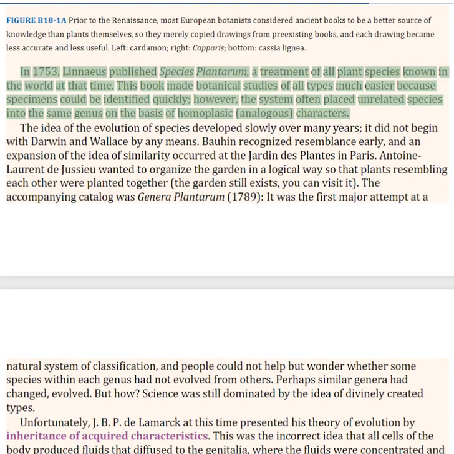In 1753, Linnaeus published Species Plantarum, a treatment of all plant species known in the world at that time. This book made botanical studies of all types much easier because specimens could be identified quickly. However, the system often placed unrelated species into the same genus on the basis of homoplasic characters.